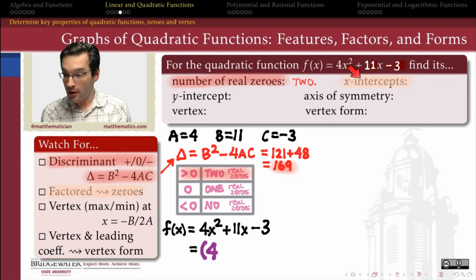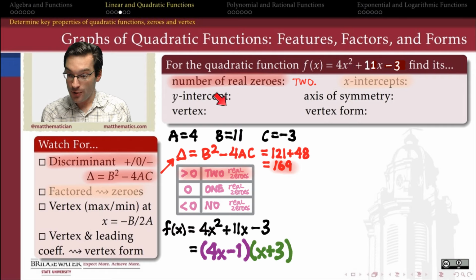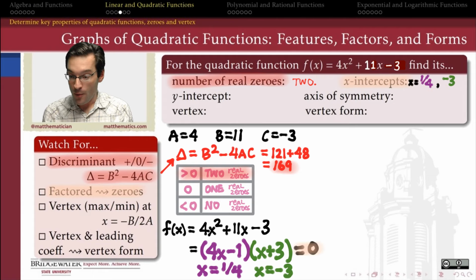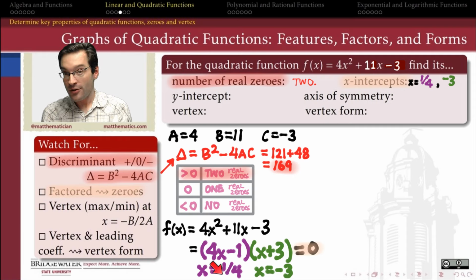What those zeros are can be found as the x-intercepts, or the solutions of f of x is equal to 0. I can find that either by using the quadratic formula or by factoring, which is a much better idea when we can get away with it. When I factor this expression, its two factors can be broken apart, set equal to 0, to find that the zeros are x equals a quarter and x equals negative 3.